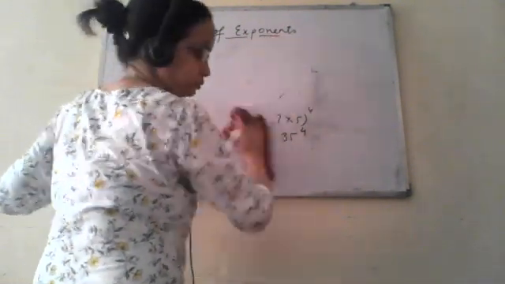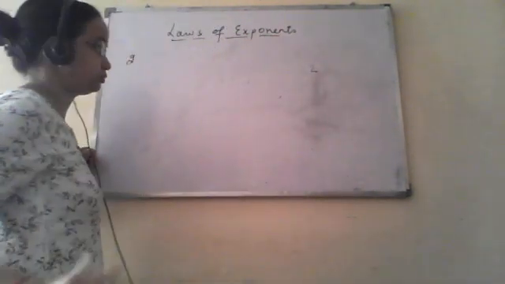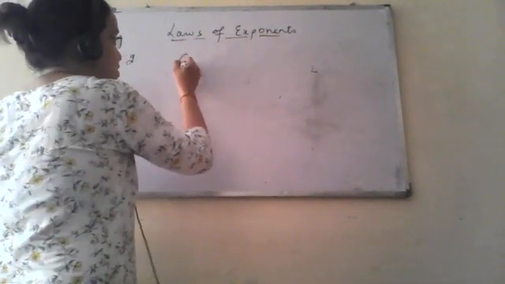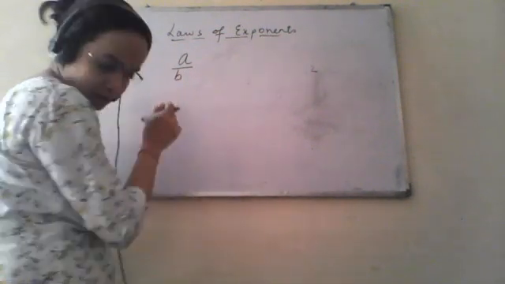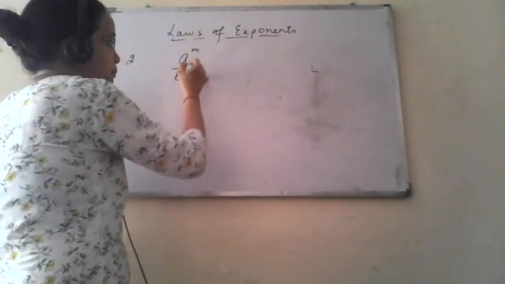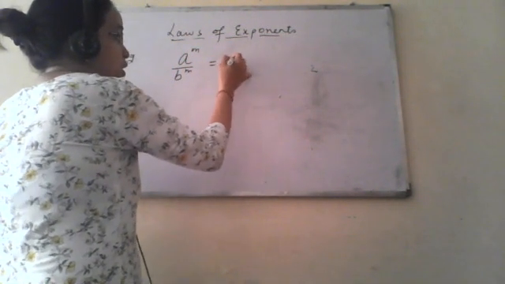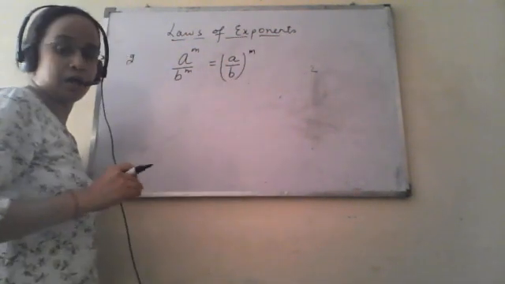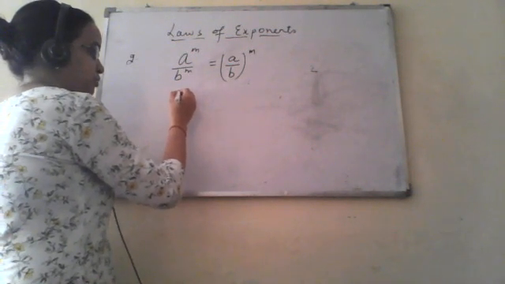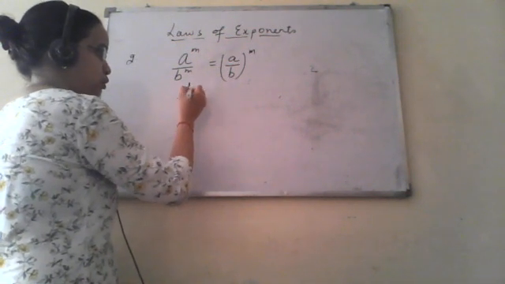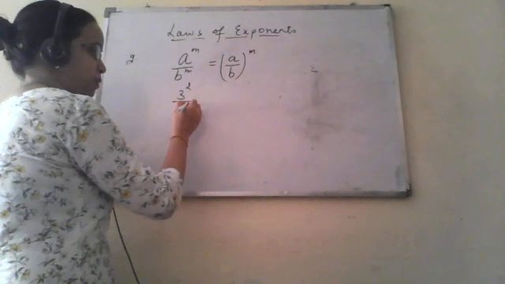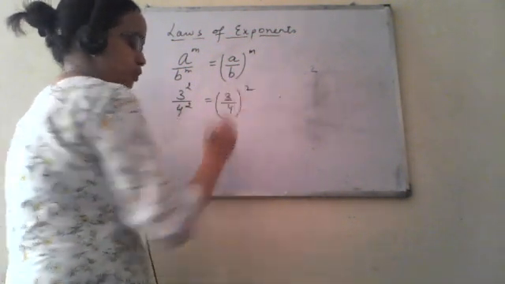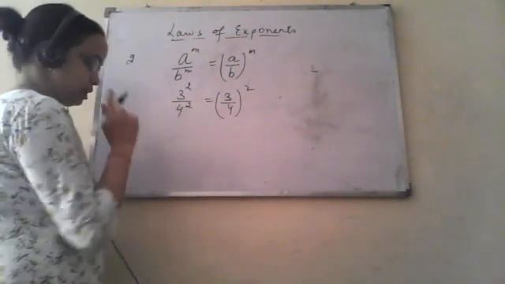Now, if it is a upon b, a to the power m and b to the power m, it will be a upon b to the power m. Take one example: 3 to the power 2 and 4 to the power 2. It will become 3 upon 4, to the power 2. Clear? Now finally, one thing.